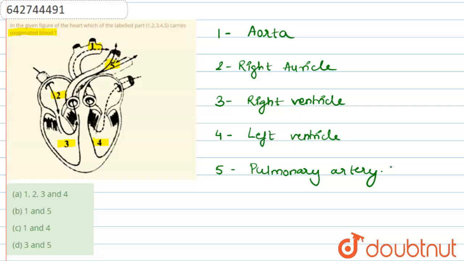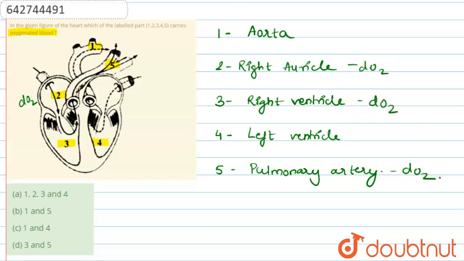Now, as we know, the right side of the heart contains deoxygenated blood. The right auricle receives the deoxygenated blood from the superior vena cava and inferior vena cava and pumps it to the right ventricle. The right ventricle pumps this deoxygenated blood to the lungs through the pulmonary artery for oxygenation. So 2, 3 and 5, all of these carry deoxygenated blood.